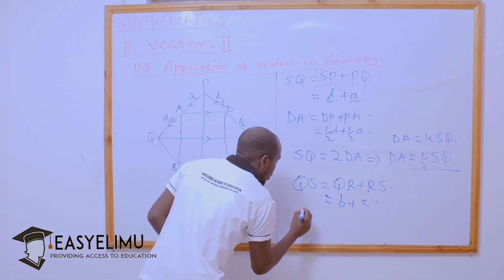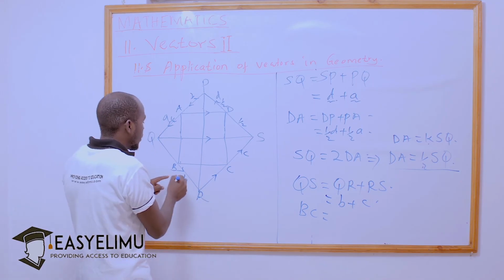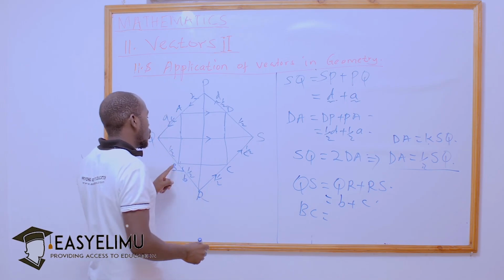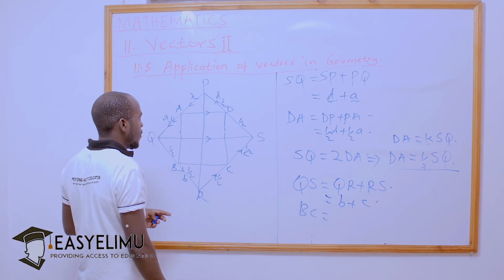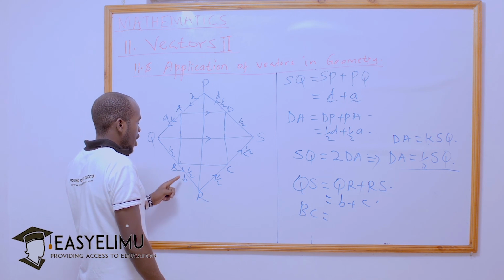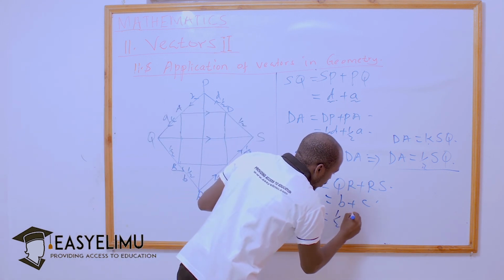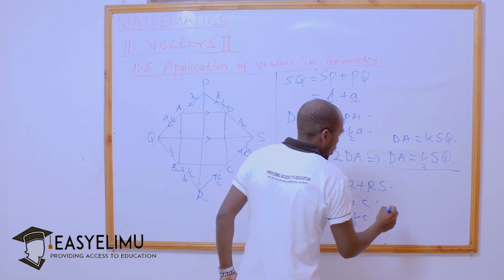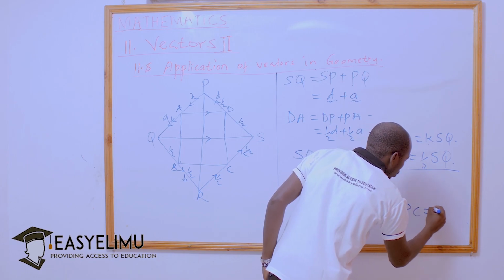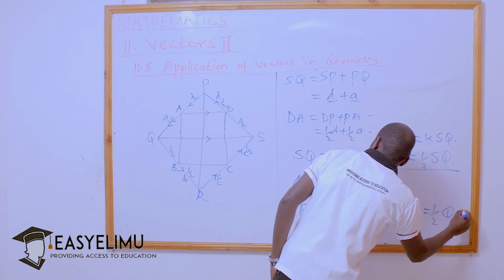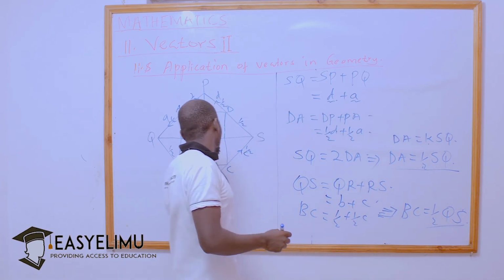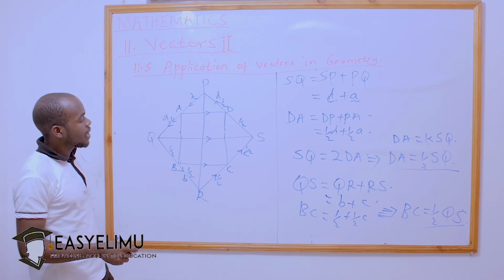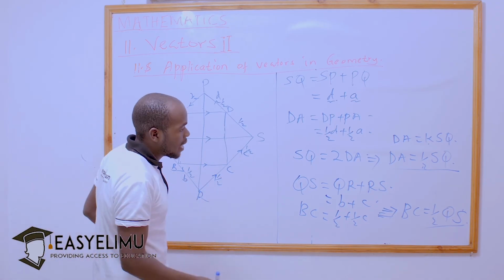And if you find BC, since this one is in the ratio of 1 to 1, meaning that they are half a half. So B and C are midpoints of the given respective lines, and if that is the case, we are going to have a half B plus a half C. So implying that we are going to have BC equal to a half of QS. So meaning the two lines are parallel. This line and this one here, they are parallel. Still, we can verify the others.